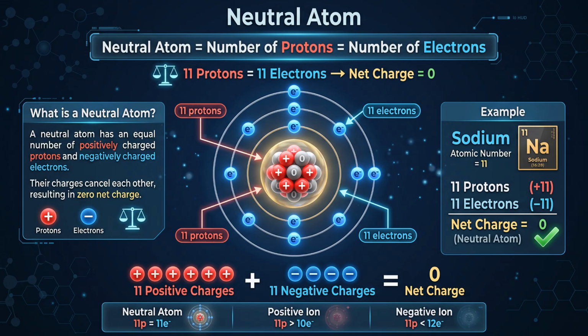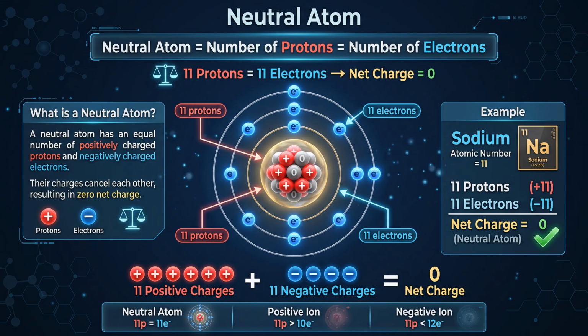The same rule applies to every other neutral atom in the periodic table. Hydrogen has 1 proton and 1 electron. Helium has 2 protons and 2 electrons. Carbon has 6 protons and 6 electrons. Oxygen has 8 protons and 8 electrons. Chlorine has 17 protons and 17 electrons. Gold has 79 protons and 79 electrons. Although the number of protons and electrons changes from one element to another, they are always equal in a neutral atom.